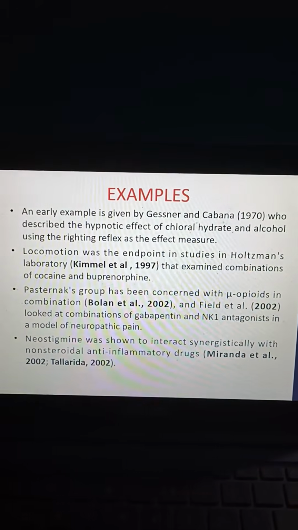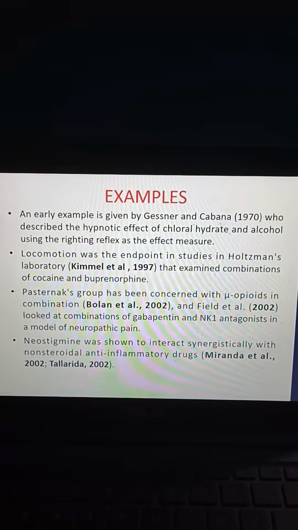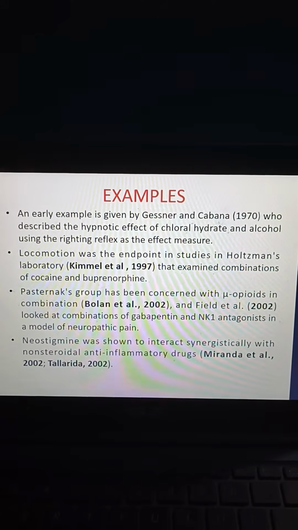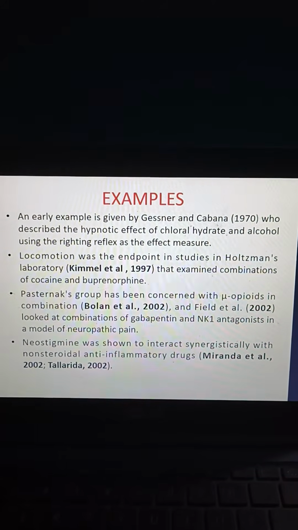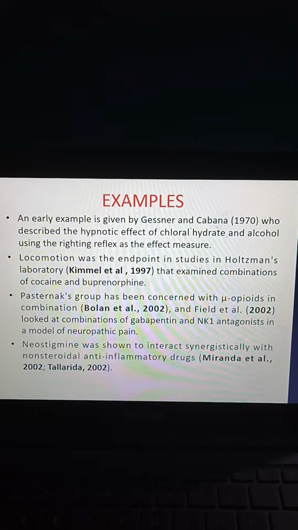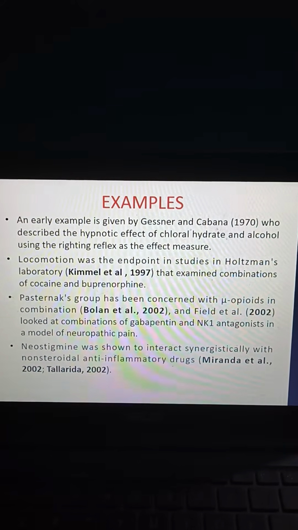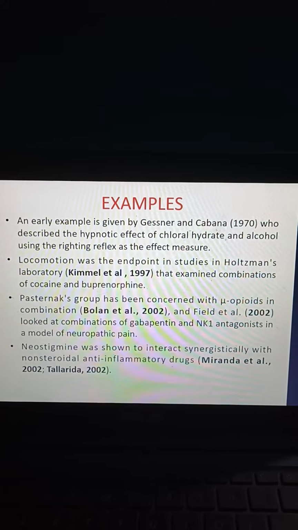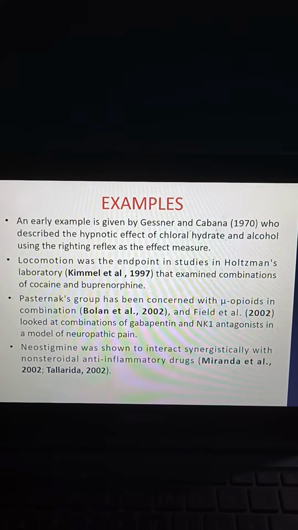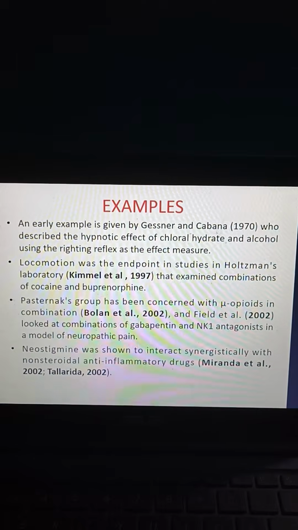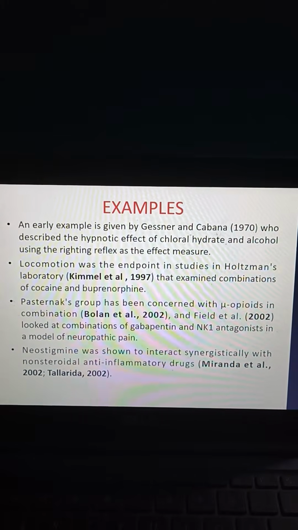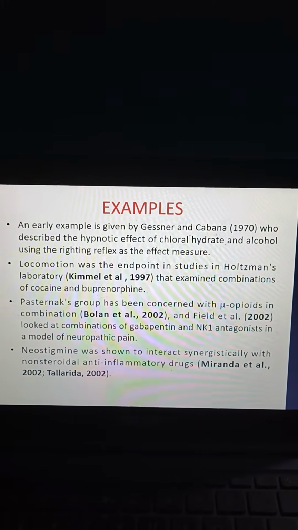Coming to examples, an early example is given by Gessner and Cabana, 1970, who described the hypnotic effect of chloral hydrate and alcohol using the writing reflex as the effect measure. Locomotion was the end point in studies in Haldeman's laboratory, Kimmel et al. 1997, that examined combinations of cocaine and buprenorphine.